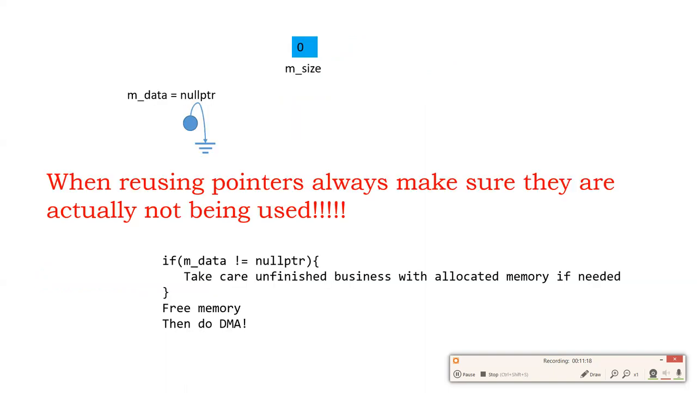All right. When reusing memory, make sure they are actually not being used. So if you follow the rule of setting a pointer to null, you can always check it. If it's not null, then you take care of unfinished business.